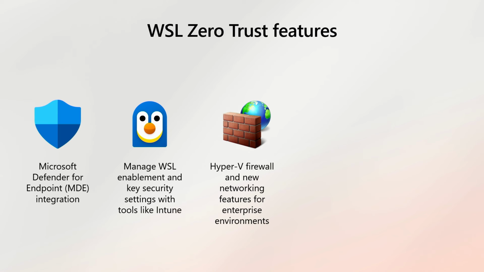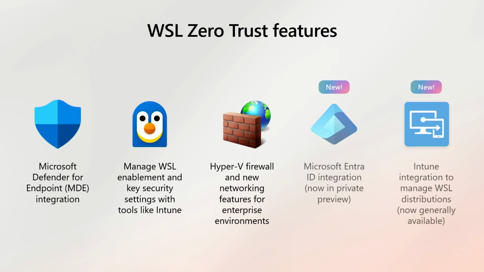As well, you can manage WSL in your enterprise by setting settings to enable or disable it, and also its key security settings. You can do this through Intune or group policy. Both are supported. And we also have networking support ability, so you can configure networking rules specifically for WSL. But by default on Windows 11, all of your networking rules on Windows will just automatically apply to your Linux instances as well. So you just get that for free as part of using Windows 11.